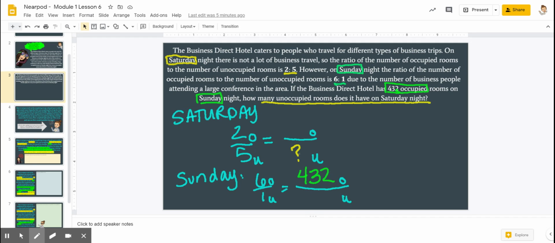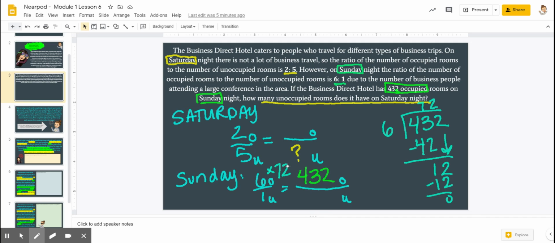Okay, now we're going to solve this the same way we normally do for equivalent ratios. We do have a connection here. So we're going to take that 432 and we're going to divide by 6. 6 goes into 43 7 times. Subtract, bring down your 2, and that goes in twice. So I know that I had to multiply this by 72 to get to the 432.